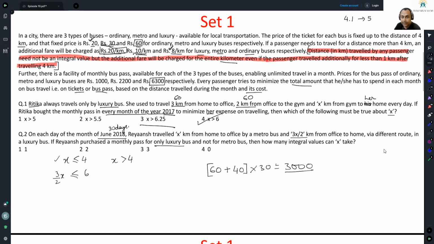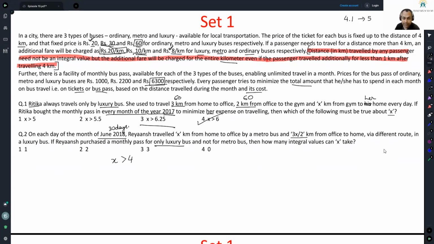In this case, he would definitely not be getting a pass. Pass costs 6,300 and his luxury bus charges are only 3,000 even when he was traveling 4 kilometers every day. Which tells me for certain X has to be greater than 4.